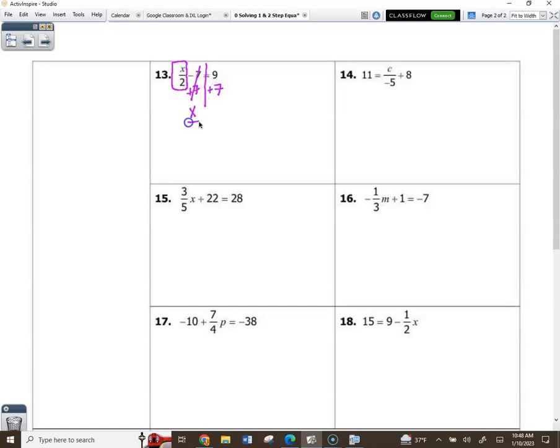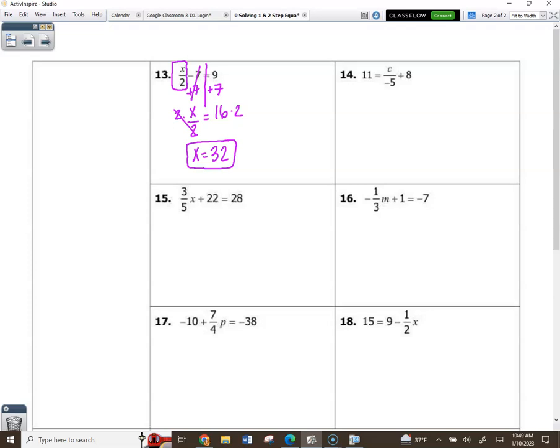Alright, so you got x over 2 equals 16. What's the opposite of divide by 2? Multiply by 2. So we're going to multiply by 2 on both sides. And what do you get? 32. The next one is for you to try.